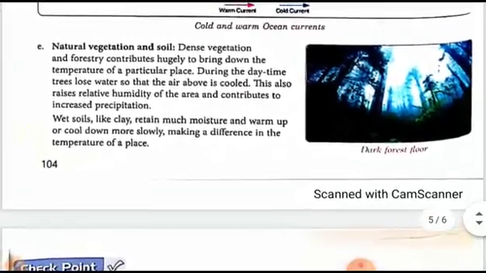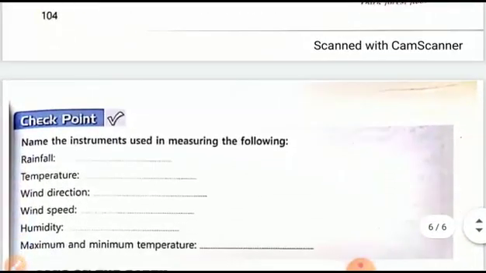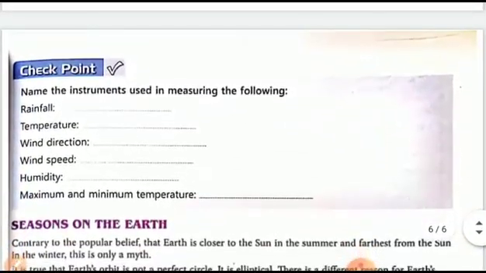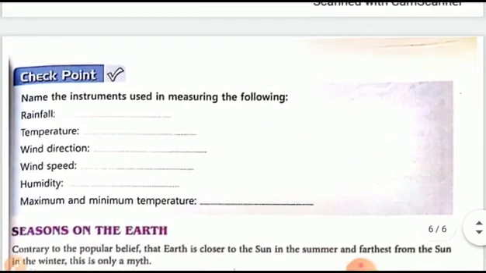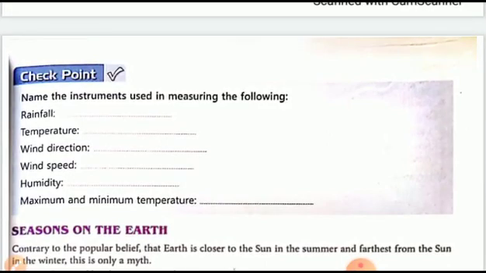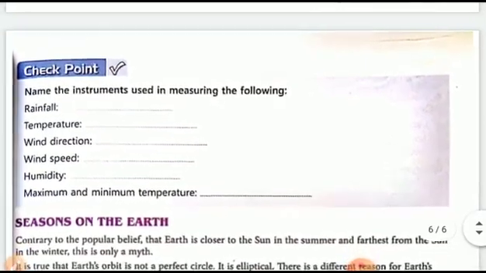So that is about the 5 factors of a climate. What are the 5 factors? Number 1 is distance from the equator. Number 2, the height or the altitude. Number 3, the distance from the oceans or the seas. Number 4, the ocean current and the wind. And number 5, the vegetation and the soil. So on the basis of this, we have the changes in the climate.